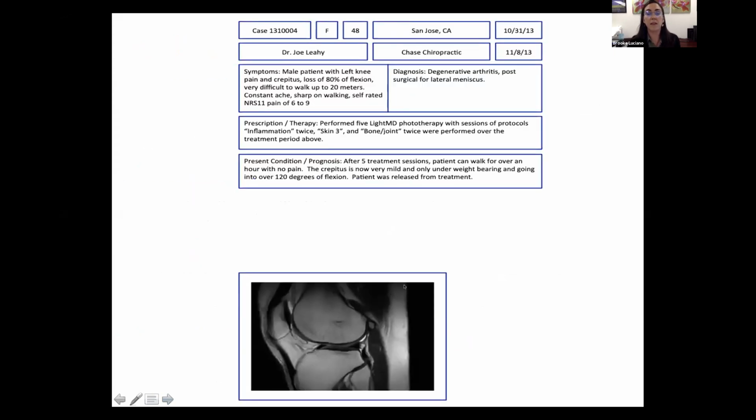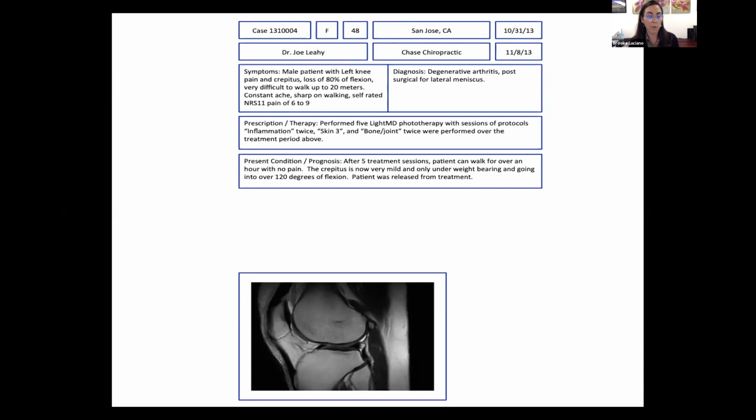This is a case study performed by Dr. Leahy up in San Jose. This was a degenerative arthritis patient, post-surgical for lateral meniscus. He had a loss of 80% of flexion. He had creaky joints, a sensation of grating, a high level of pain between 6 and 9, and constant ache. Walking was hard, very difficult to walk up to 20 meters.